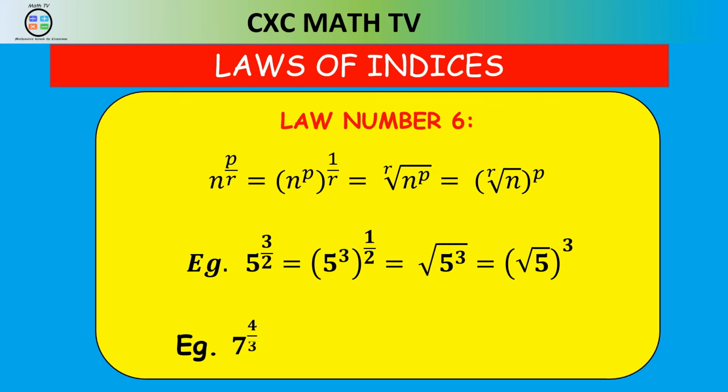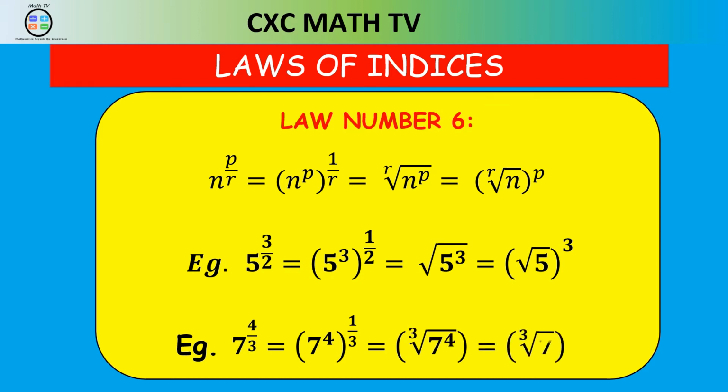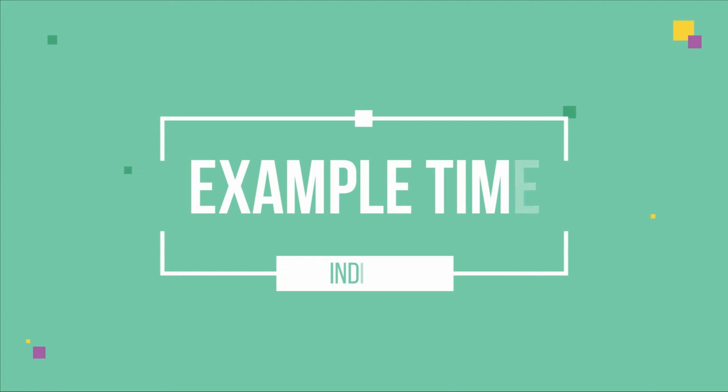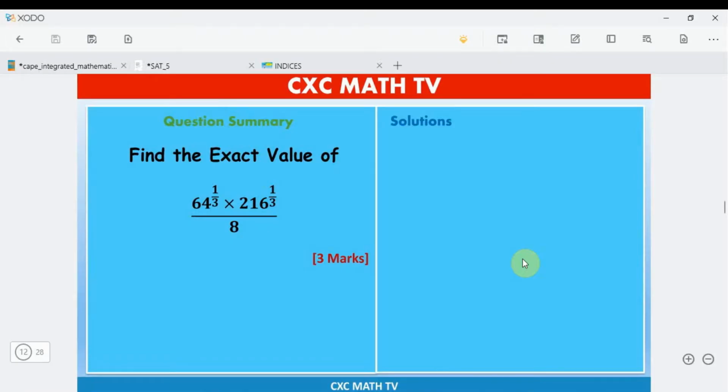So it would be 7 to the 4 raised to the 1/3, or you can write the cube root of 7 to the 4th power, or you can say it is the cube root of 7 raised to the 4th power. So now, of course, looking at our objective, we're going to use the law of indices to evaluate some index questions. Alright, so now we're going to look at some questions that you typically get in exams. So now we're doing some questions to utilize the law of indices.